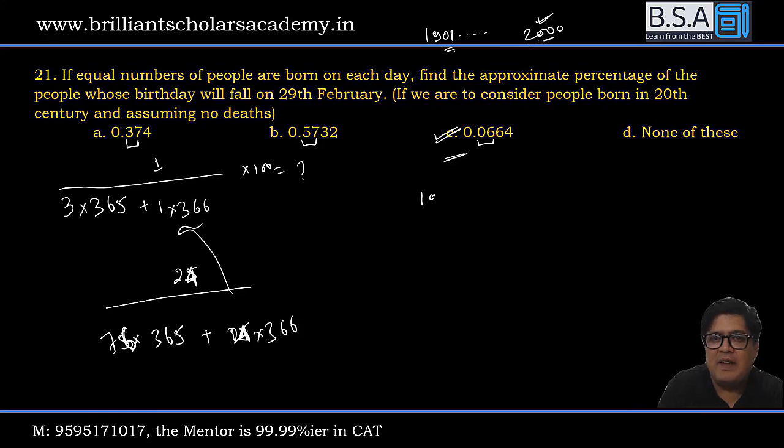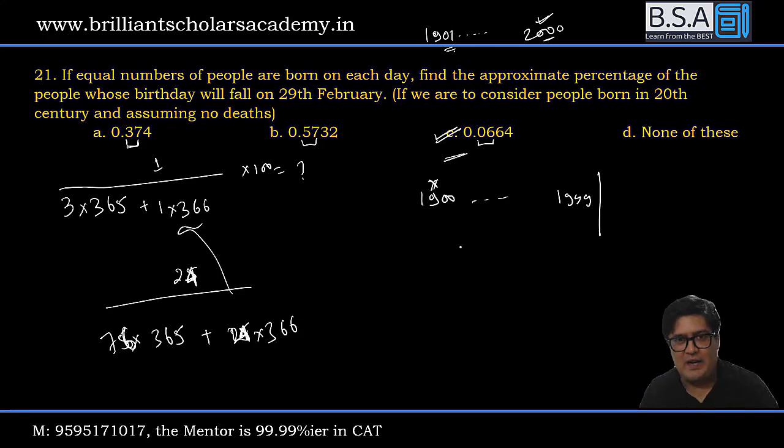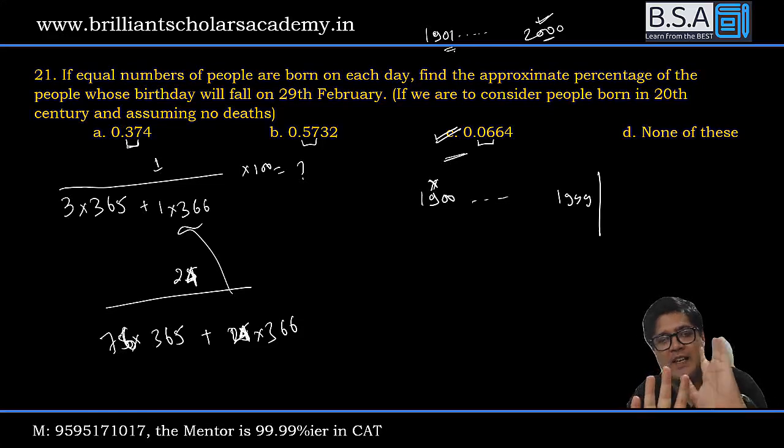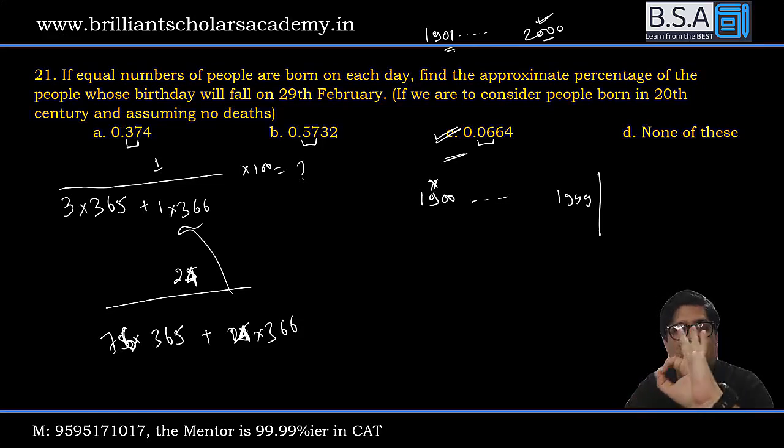But if I count from 1900 to 1999, this is not a leap year, so one leap year will be less. I'll explain this to you again in calendars once we reach that topic. But here, just take 4 years, only 4 years. Out of 4 years, there are 3 non-leap years and only 1 leap year. Your answer will match like this. Use a calculator. You can't solve this question without it.